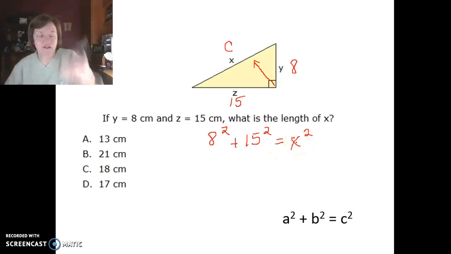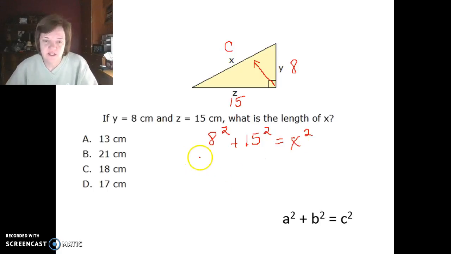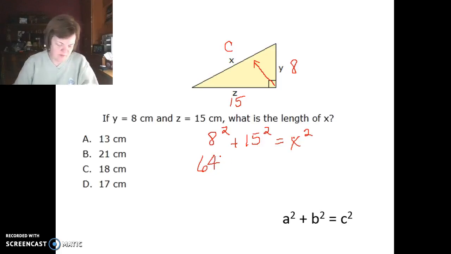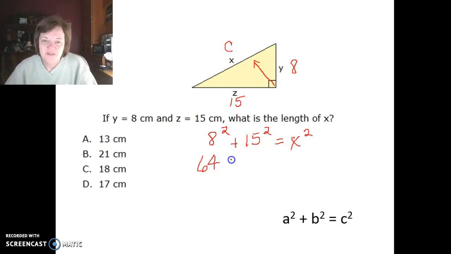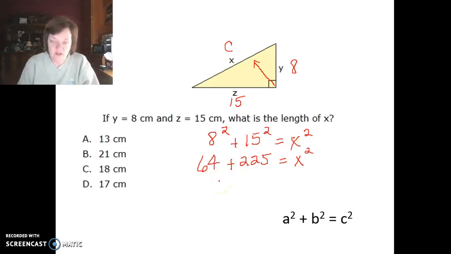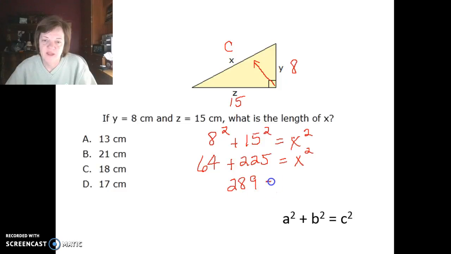Now we have to figure out what these two numbers are. Grabbing my calculator, turn it on, clear it. 8 squared, 8 times 8, is 64. I know that one in my head. 15 squared, I don't remember offhand, it's been a long time since I needed it. Okay, 15 squared is 225. And all of that equals X squared. Don't lose that little 2, it's a very important bossy number, remember. Now we add our 64 and our 225, and I get 289. And that equals X squared.